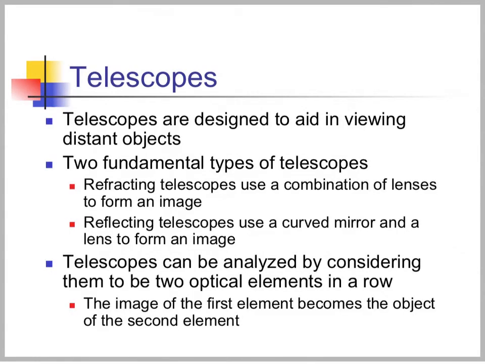Now, telescopes are designed to aid in viewing distant objects. There's two fundamental types of telescopes. Refracting telescopes use a combination of lenses to form an image. Reflecting telescopes use a curved mirror and a lens to form an image. Telescopes can be analyzed by considering them as two optical elements in a row. The image of the first element becomes the object of the second element.